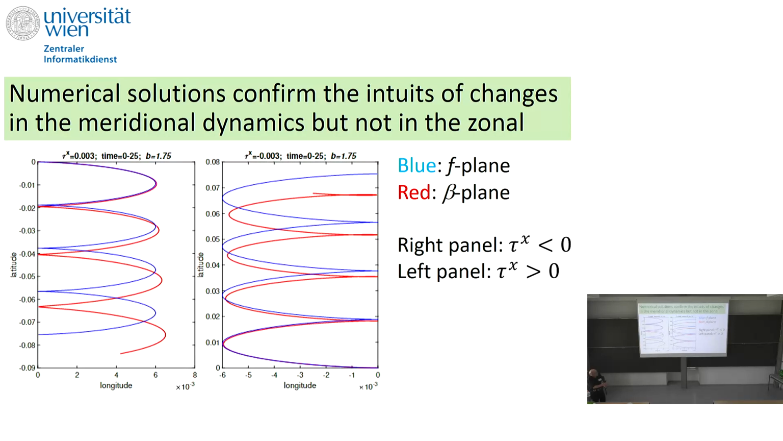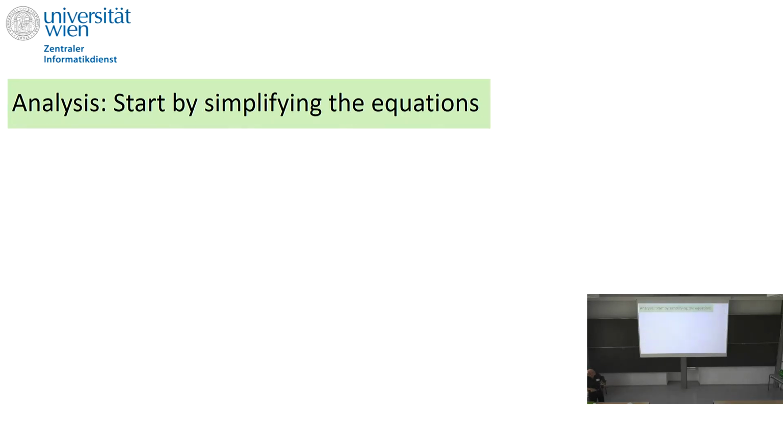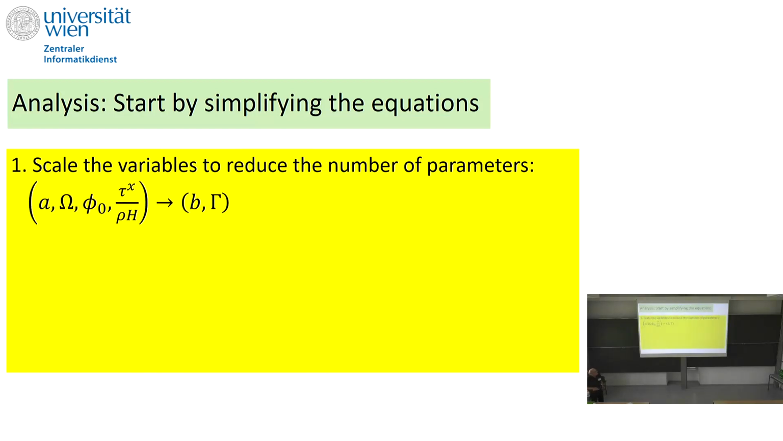So, okay, this is for the opposite case when tau is directed westward, so it's negative here. So the idea is now to analyze the equations in a somewhat better, more fundamental way. The first thing we do is reduce the number of variables, from A, the radius of Earth, omega, phi 0, G, H and all that, to only two parameters by proper scaling.